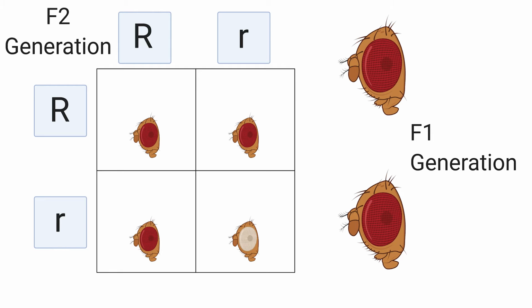However, Morgan also noticed that all the white-eyed flies had an XY chromosome combination. He concluded that the gene for eye color in fruit flies was found on the X chromosome, and that flies with the XY combination didn't have a second X chromosome to balance the recessive white-eyed allele.